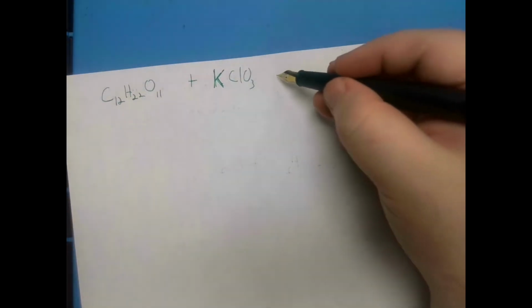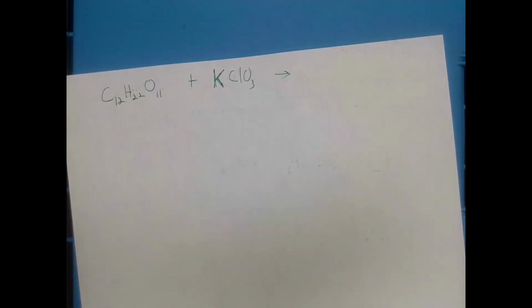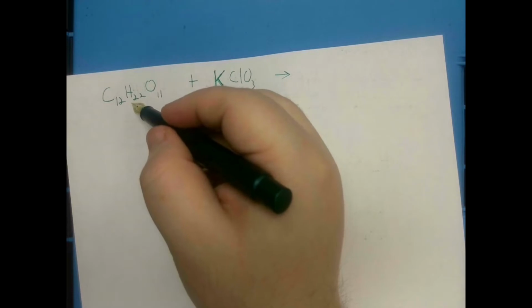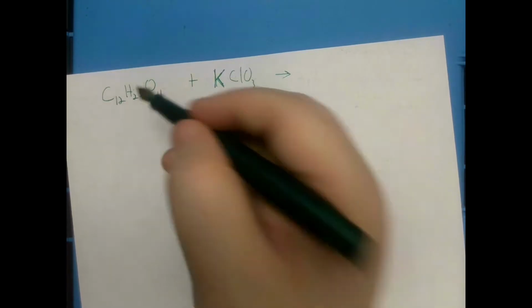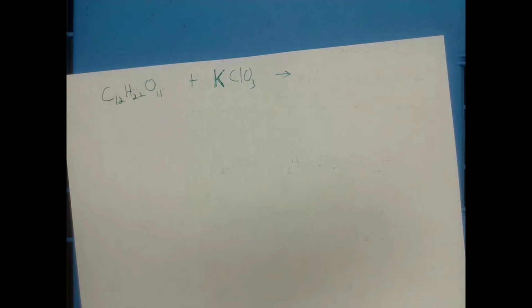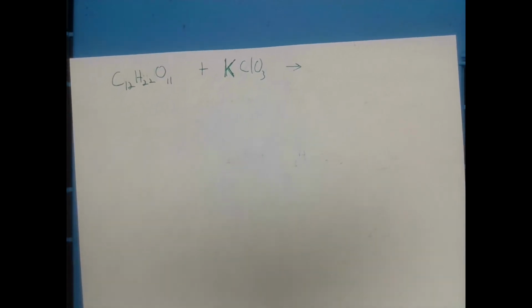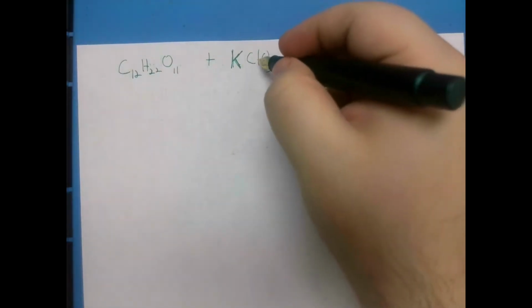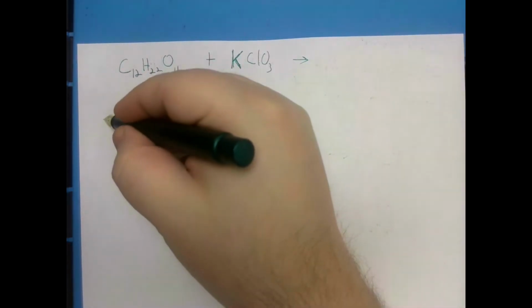And what does this reaction give us? Is this ionic? Is sugar ionic? No, so we can't use our ionic rules. So let's use the rules we've already known. Let's look at our only ionic formula in this whole thing. Potassium chlorate.